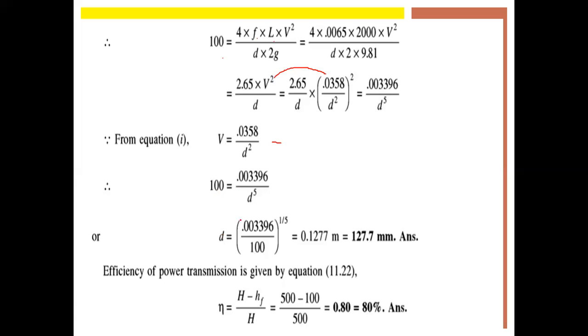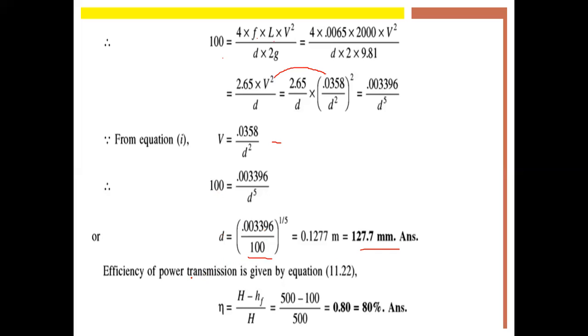Therefore D is equal to, taking the 1 by 5 power, after solving this one, finally we get 127.7 mm. D is equal to 127.7 mm.